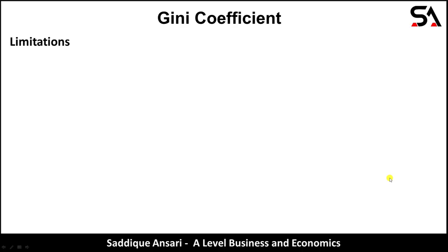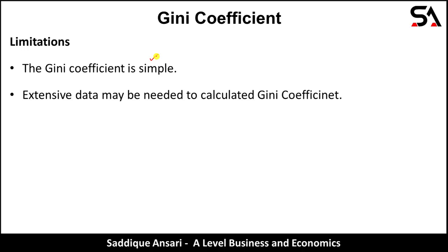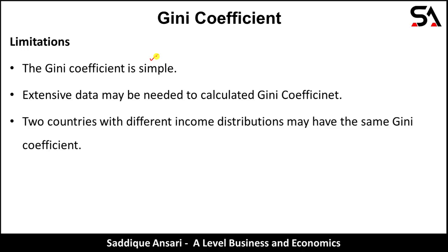Gini coefficient has limitations. The first limitation is that Gini coefficient is very simple. Extensive data may be needed to calculate Gini coefficient, and two countries with different income distributions may have the same Gini coefficient. So Gini coefficient will tell us the overall income distribution in a country, but if income is unevenly distributed within different categories or different classes of the population, then Gini coefficient may not be able to tell this. Two countries with two different types of income distributions may have the same Gini coefficient, provided that the area between the 45-degree line and the Lorenz curve is the same.